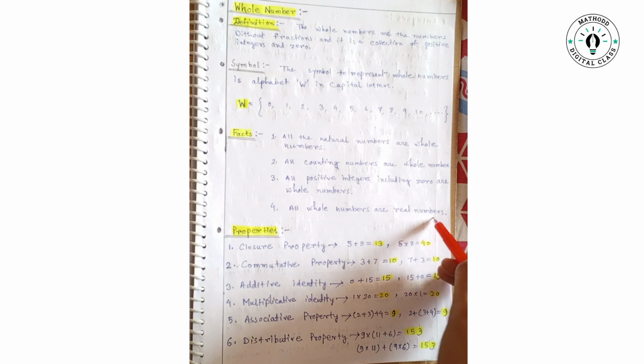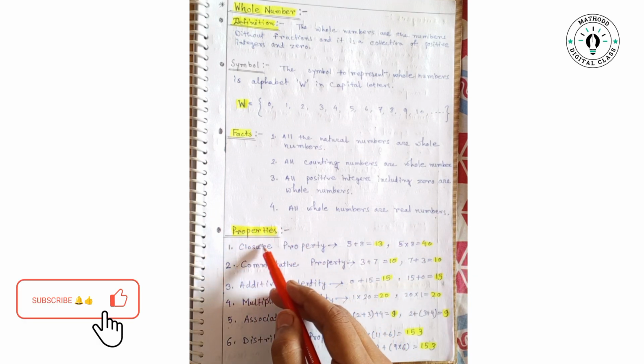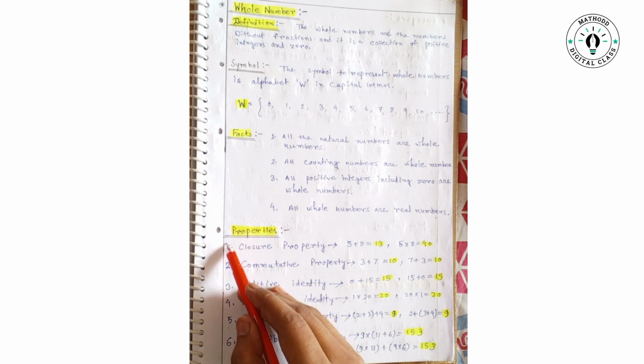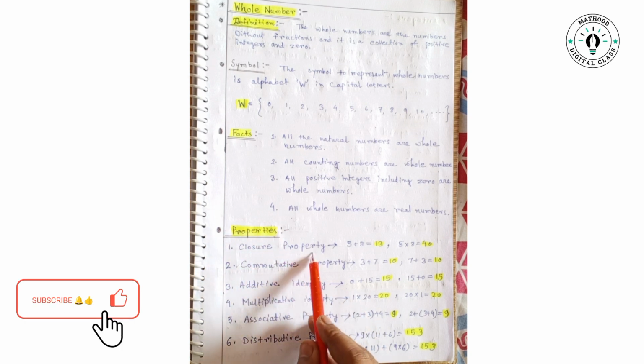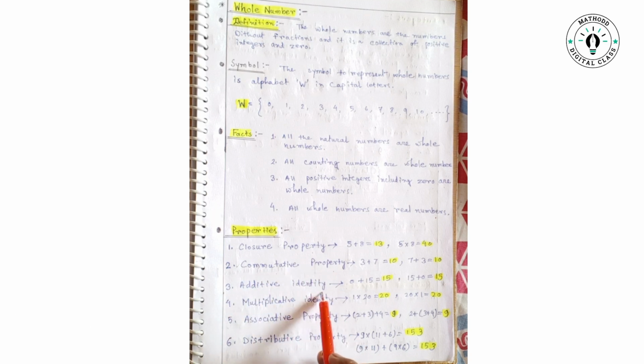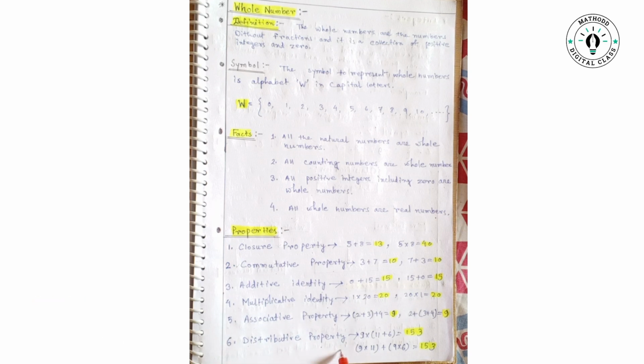Okay. Next we have to know the properties of whole numbers. That's the main key point of whole numbers. The first is closure property, second commutative property, third additive identity, fourth multiplicative identity, fifth associative property, sixth distributive property.